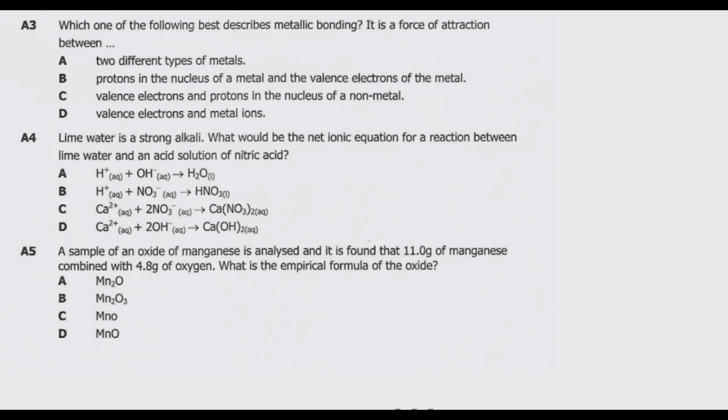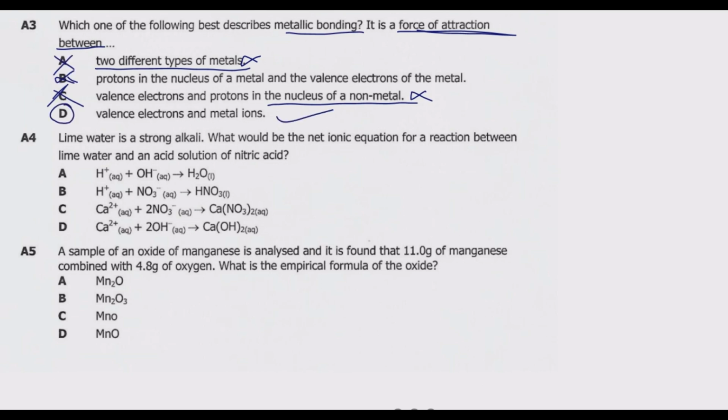So if you look at the options, A, two different types of metals. So it's not necessarily two different types of metals. Okay, not necessarily true. Then what is basically holding the force of attraction between these metals? So we have protons in the nucleus of a metal and the valence electrons of the metal. Not necessarily true. Valence electrons and protons in the nucleus of the non-metal, no, because here there is no non-metal. You see, just metals. So this one is incorrect. Valence electrons and the metal ions. So D is the best answer here.